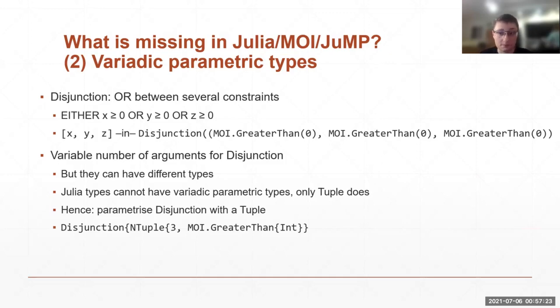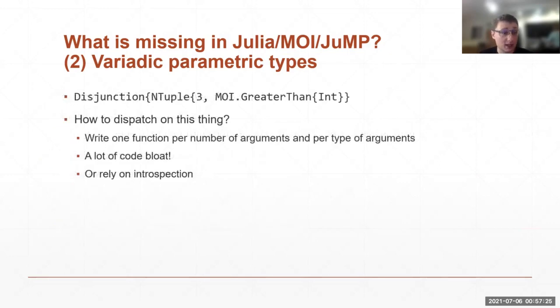an n tuple. And that's where the problem begins, because when you want to dispatch on this kind of thing, you have to write one function per number of arguments and per type of arguments. So that creates a lot of code bloat. Or you can also rely on introspection to write much more complex code to deal with this flexibility. So that's one point where I think that the design should be improved or the language be improved.